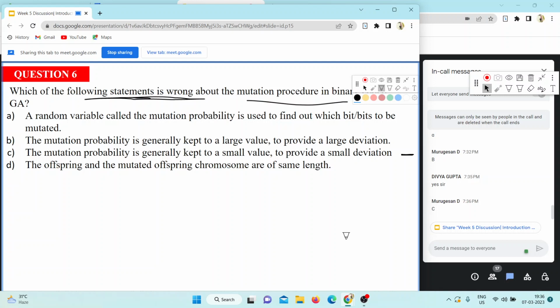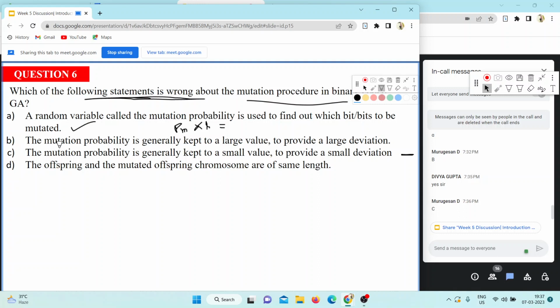Okay, so let me tell you the answer. Let's read the first option. A random variable called mutation probability is used to find out which bits to be mutated. So this is true. I have also previously told you about this mutation probability. We multiply this mutation probability with the length of the chromosome, and depending on whether it comes to 1, 2 or 0.1, we decide how many bits we are going to mutate. So this is correct.